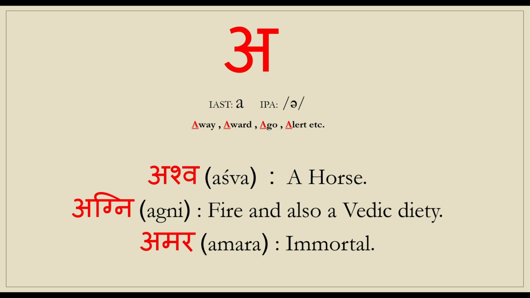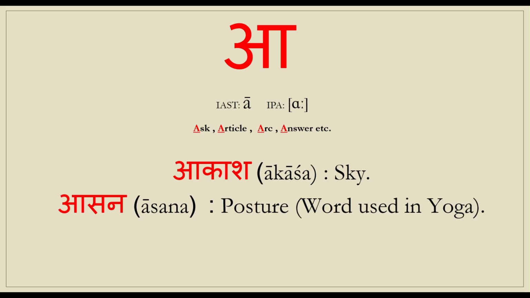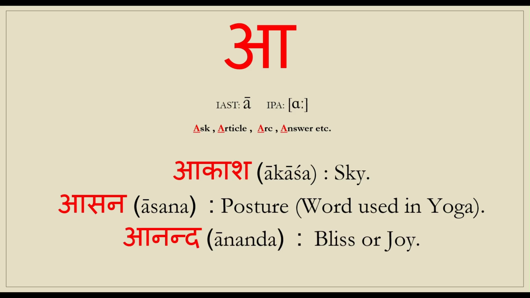Our next vowel is ā, in IAST represented by a having a macron above it. This is the same a sound which is found in English words like ask, article, arc, and answer. Sanskrit examples for this vowel ā are like Akasha, which means sky, the word asana, which means posture used in yoga, and the word ananda, which means bliss or joy.